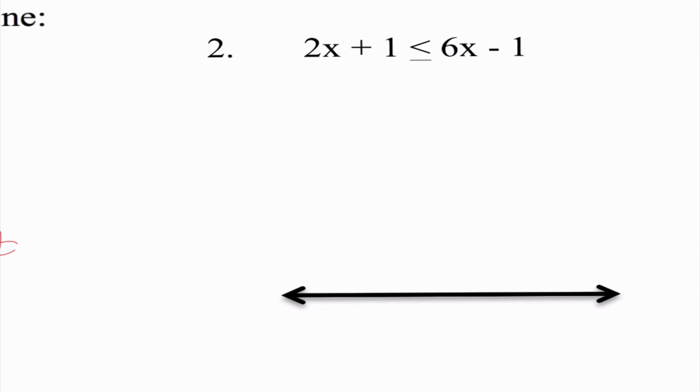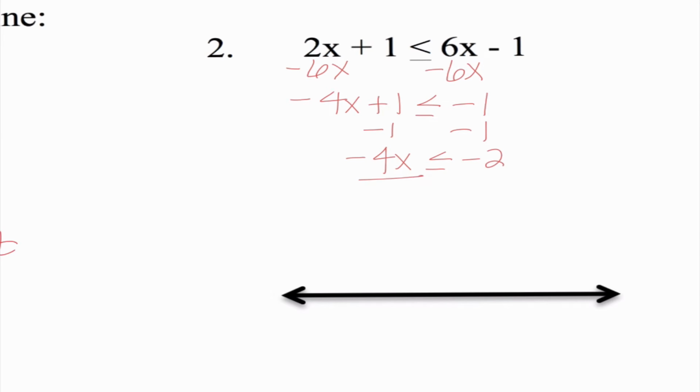Okay, so now that we've gone through one, we're going to see that the rest of these are pretty similar. In solving here, I always like to have my variable on the left-hand side, just because for me it makes it easier to know where I am going to be shading. So I'm going to subtract 6x from both sides. So I get negative 4x plus 1 is less than or equal to negative 1. Then I'm going to subtract 1, so negative 4x is less than or equal to negative 2.